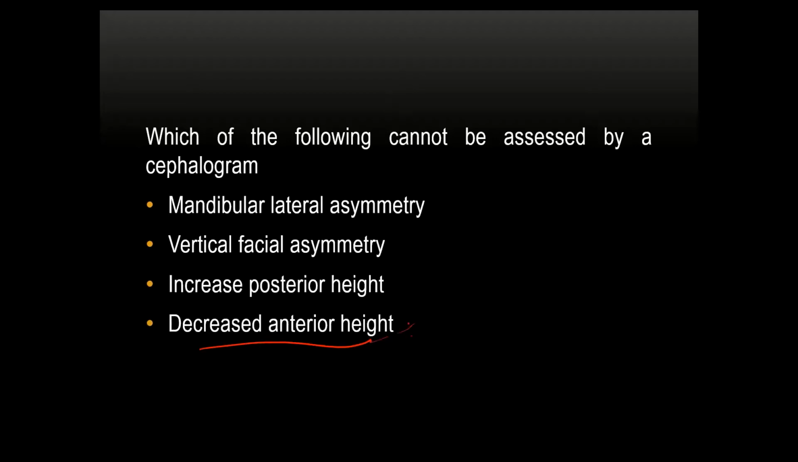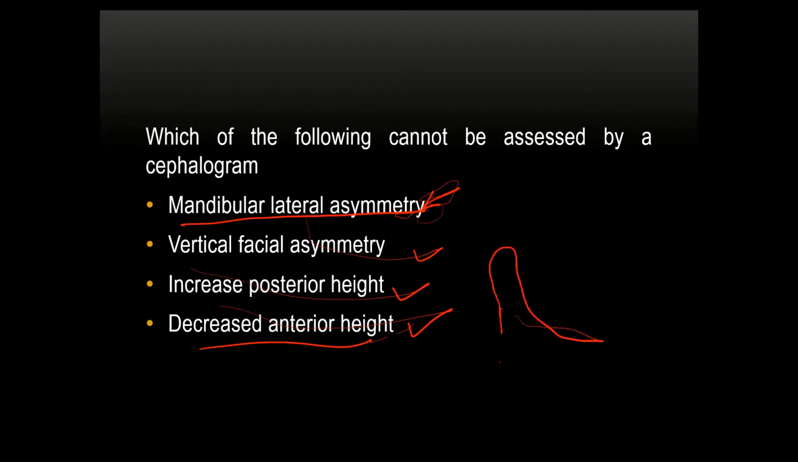Decreased anterior facial height, you can assess. Increased posterior height, you can assess. Vertical facial asymmetry, you can assess because it is vertically placed. What you cannot assess? Mandibular lateral asymmetry. Now, why you cannot assess? If there is a lateral asymmetry, what will happen? There will be two borders of mandible, like this and like this. But you will not be able to judge how much asymmetry is there.